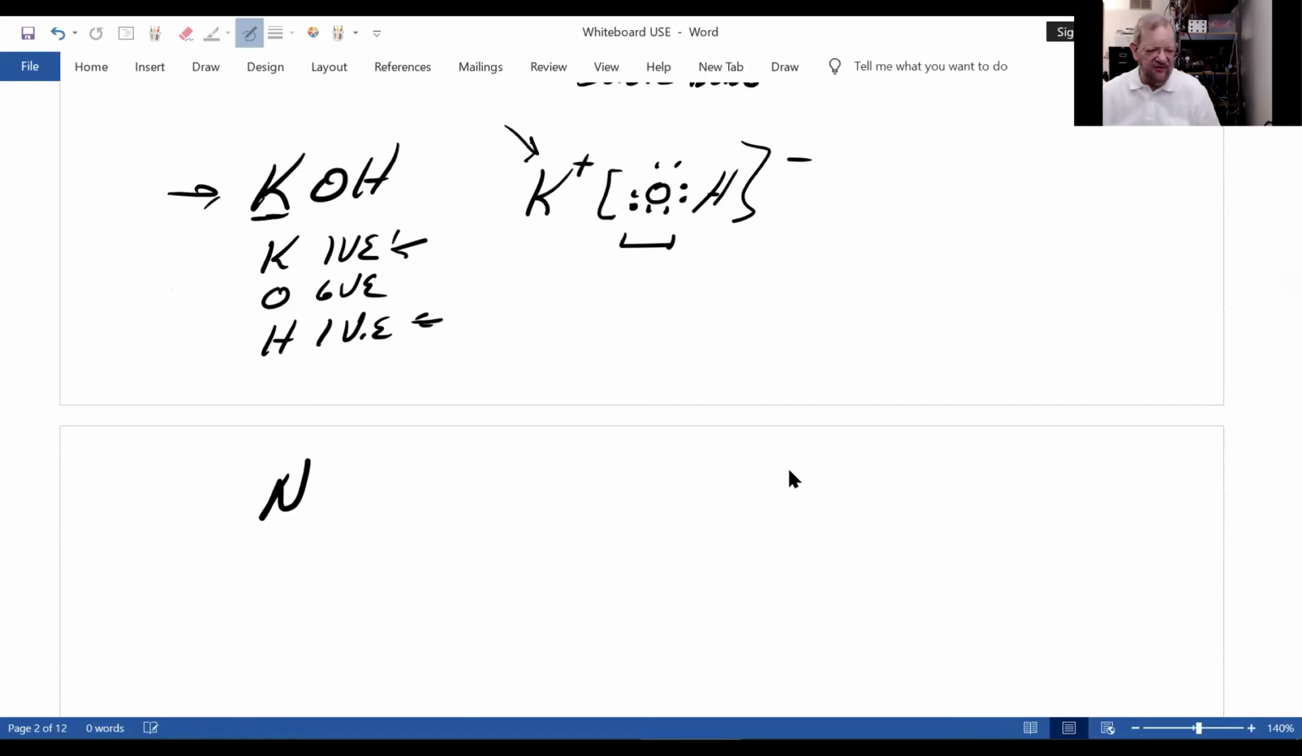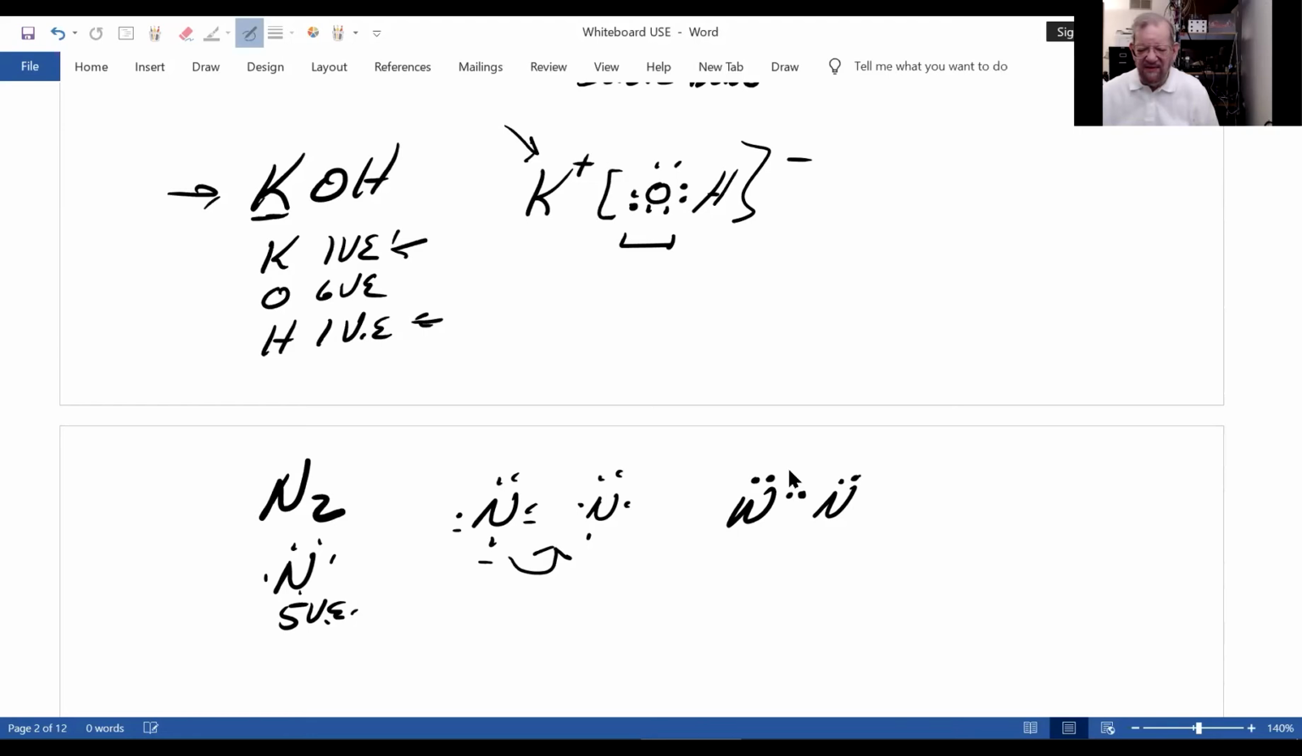Now, let's look at another situation, nitrogen gas. Nitrogen has 5 valence electrons. If I had 2 nitrogens, each one has 3 single unpaired electrons. And this nitrogen says to that nitrogen, I bet you didn't know elements can talk. They can't, but I think they can. And it says, hey, I've got 3 unpaired electrons. You have 3 unpaired electrons. Let's pair them up. And there's 1 pair, 2 pair, 3 pair. And this is a triple bond.